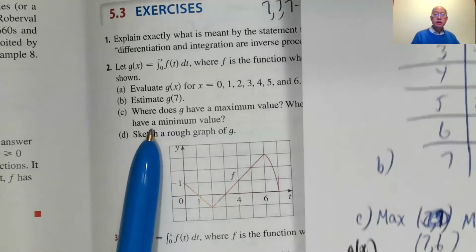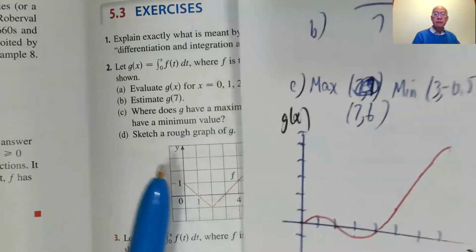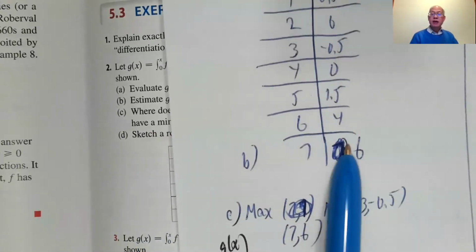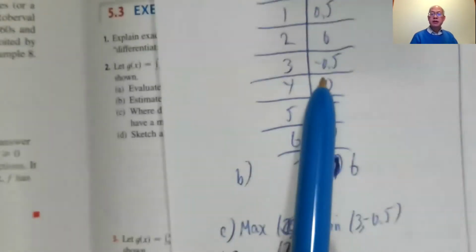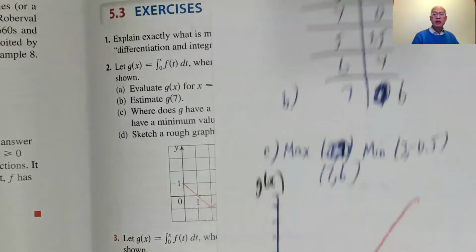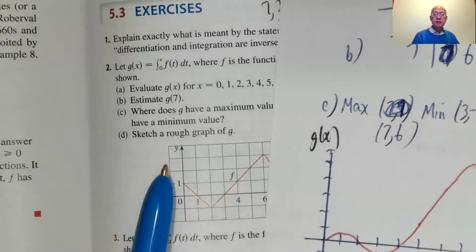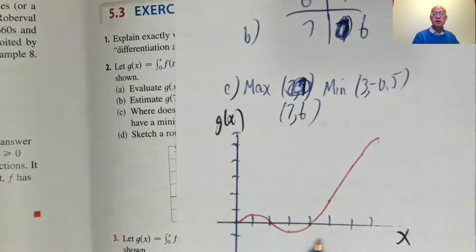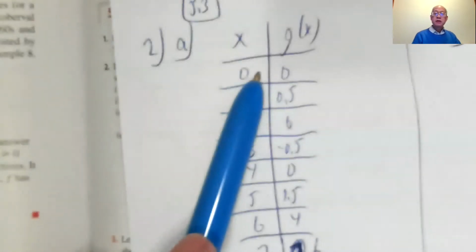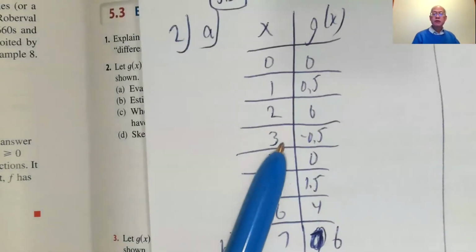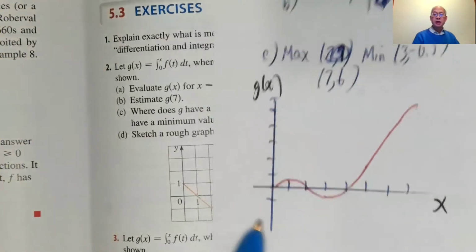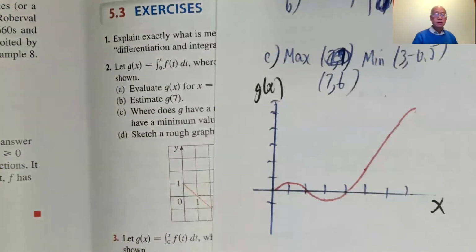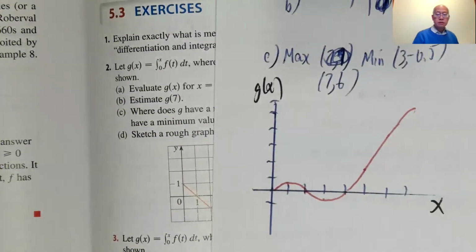All right, where does g have a maximum value and a minimum value? Well, the maximum is right here at 7, 6, and the minimum is at 3, negative 0.5. And sketch the rough graph of g. So I go 0, 1, 2, 3, 4, 5, 6, 7, and y coordinates are 0, 0.5, 0, negative 0.5, 0, 1.5, 4, 6. Plot it, and that's that graph.